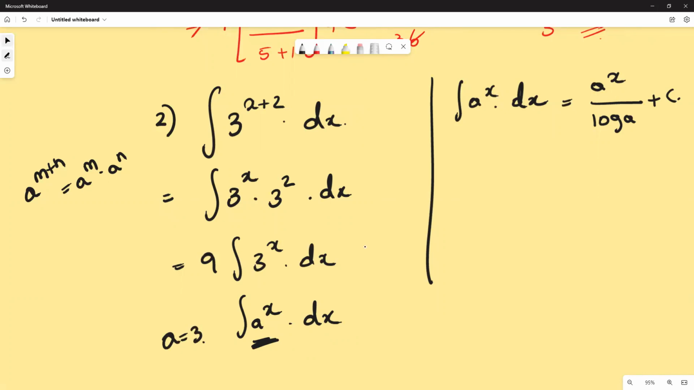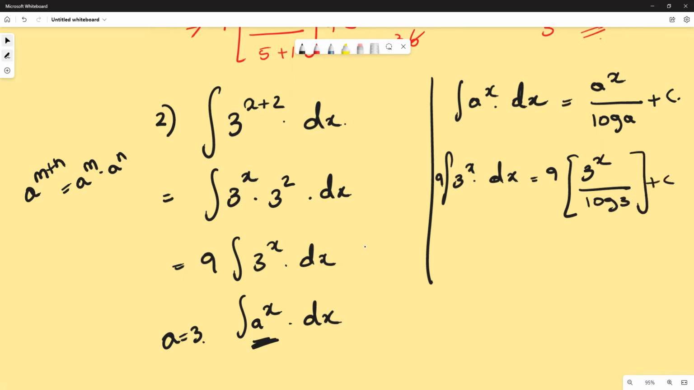So let's use the formula now. So integral 9 into 3 power x dx is equal to 9 into 3 power x divided by log 3 plus c. Now this is how we solve the problems using the second identity, that is a power x dx.